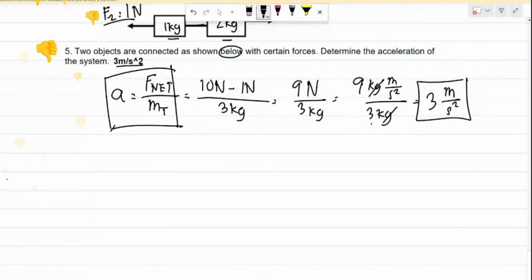By the way, guys, I prepared 9 questions for Newton's second law and I have 5 questions for projectile motion. Okay, so we have here number 6.